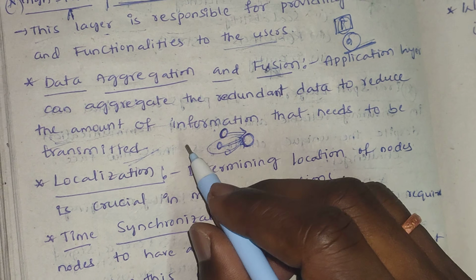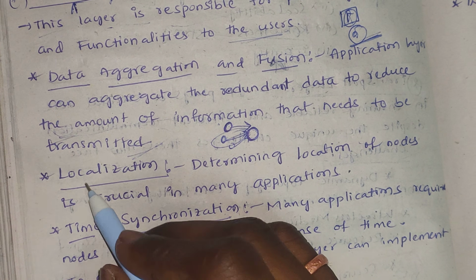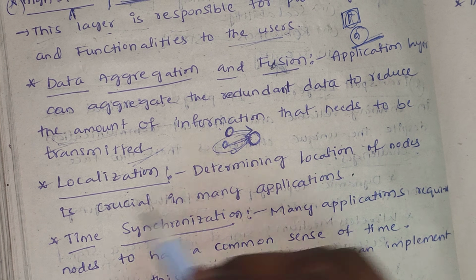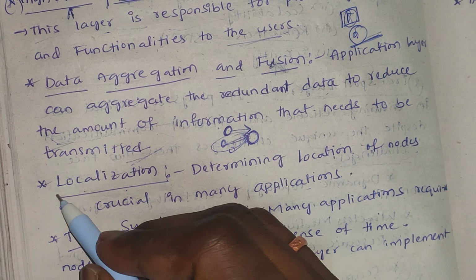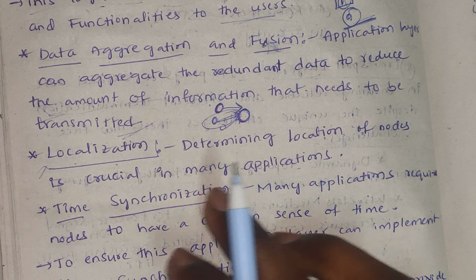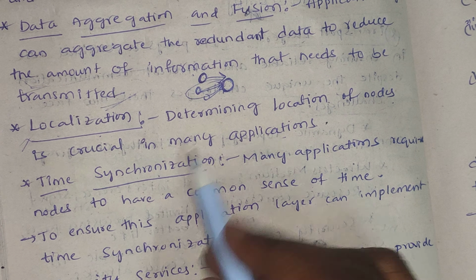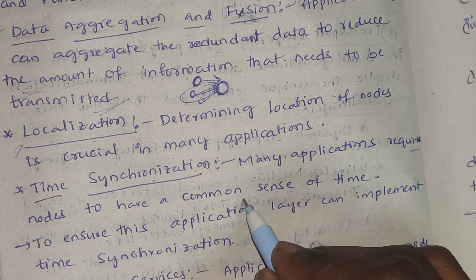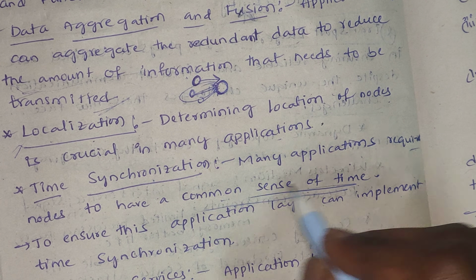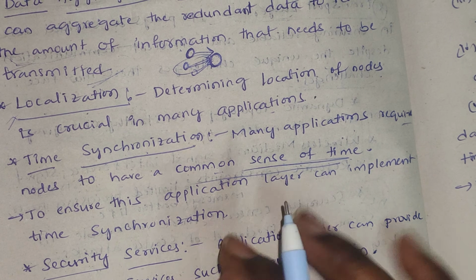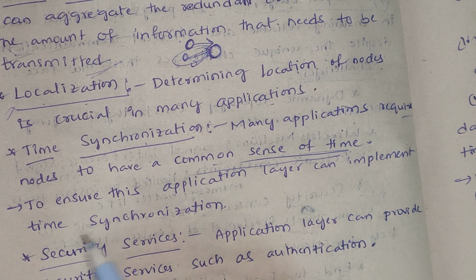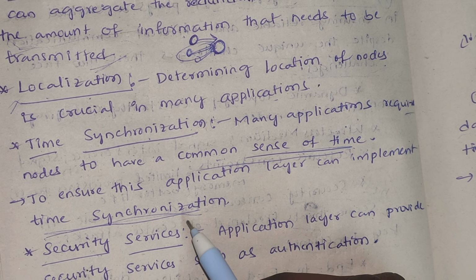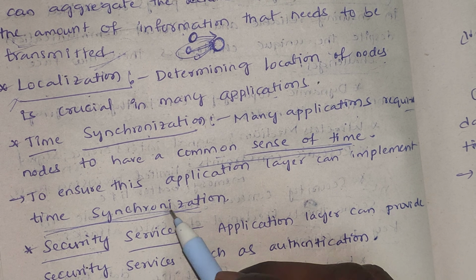Next, these are all the functionalities. Location: determining the location of nodes is crucial in many applications. Next, time synchronization. Many applications require nodes to have a common sense of time. To ensure this, the application layer can implement time synchronization. Time synchronization is important in the application layer in order to handle redundant data from different sources.